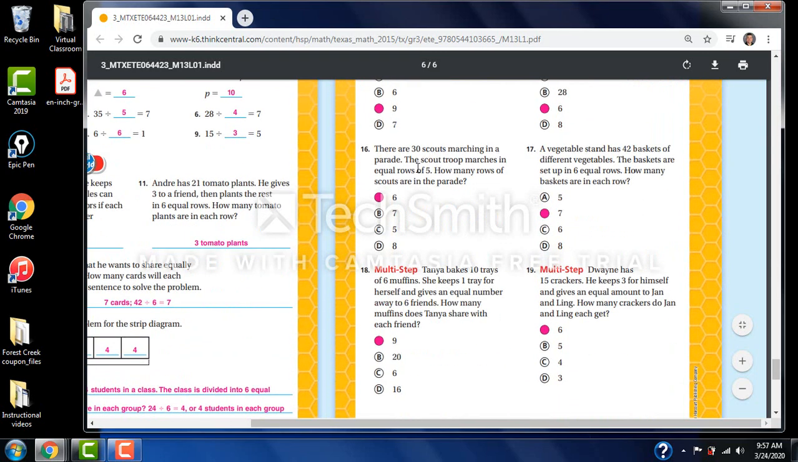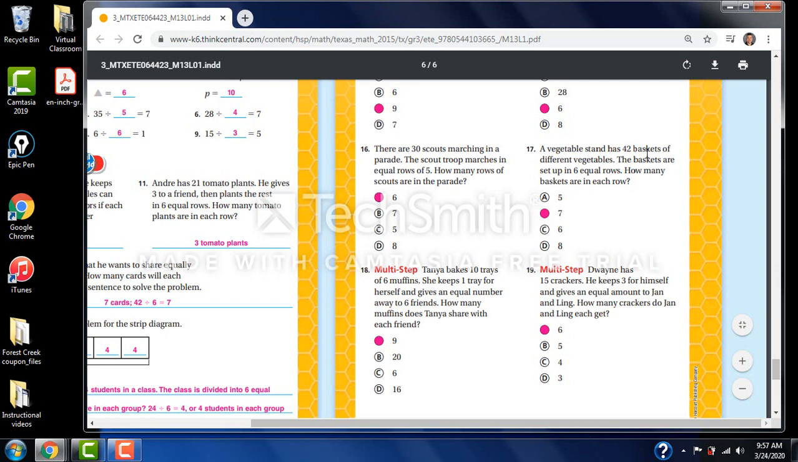30 scouts marching in a parade. The scouts march in equal rows of 5. That's your key right there. Equal rows of 5. How many rows of scouts are in the parade? So 30 divided by 5 equals 6. Make sure you're showing your work somewhere here. Make sure you're still following your test-taking skills.